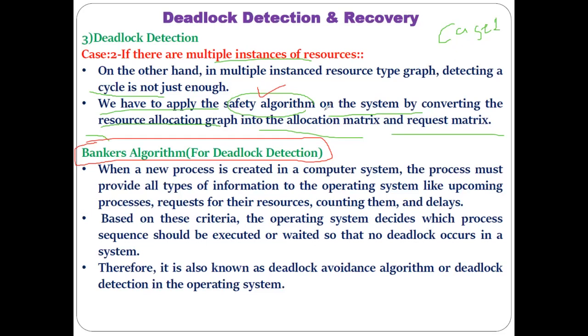Now, what exactly is the Banker's algorithm? As I already told you in the last lecture, in case of deadlock avoidance, the computer system has to maintain a database containing information about the processes: how many processes have been created, how many resources each process requires, how many resources are already allocated to it, how many resources are available, and what the remaining need of each process is. All that information has to be stored, and the Banker's algorithm refers to this information.